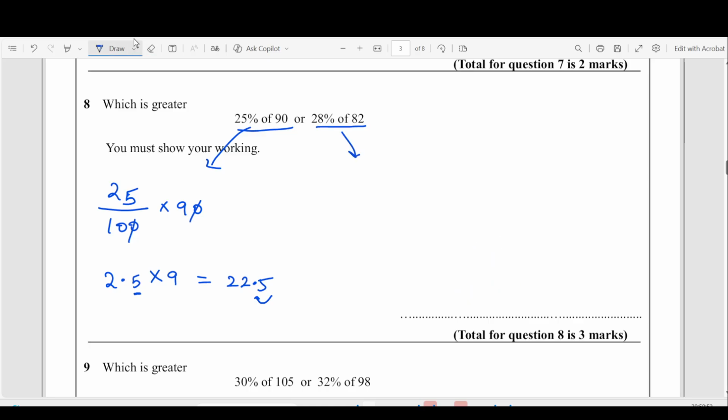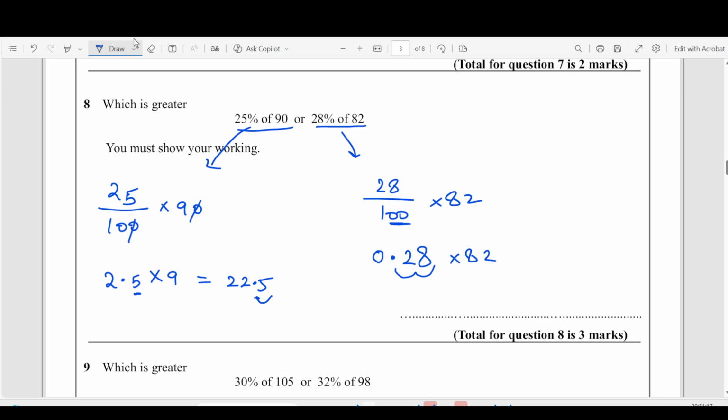The second part, this is 28 over 100. We times it with 82. Because there is no zero cancelling out, we can just divide 28 by 100. How do we divide it? We write the numerator as it is. Then there are two zeros, so after two digits, we put the decimal. And if the number is starting with the decimal, we put a 0 in front of it. So the answer is 0.28.